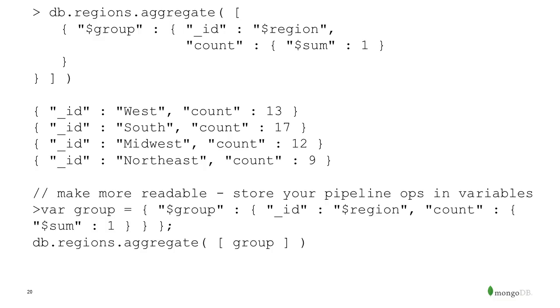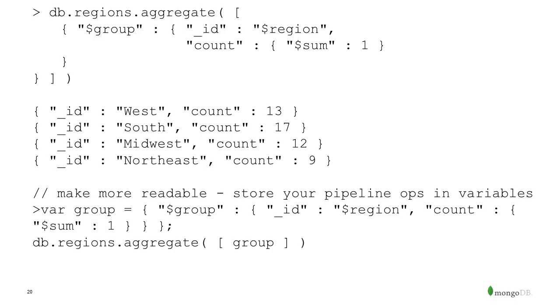The second key that we have in our set of output documents, we're going to call count. And you can see down below here that this is the output of running this aggregation. So each of the output documents has an underscore ID and it has a count.